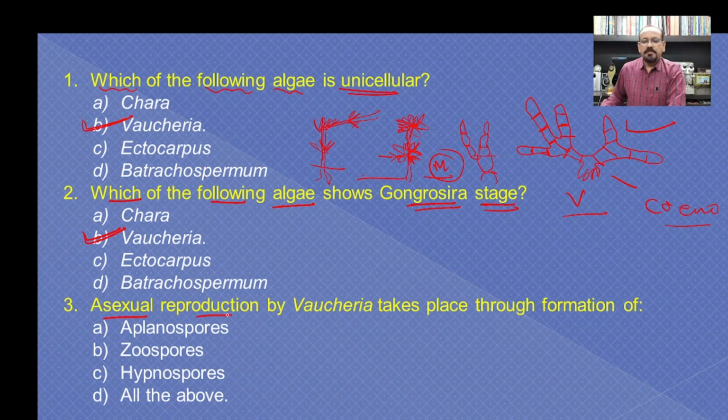Then, asexual reproduction in Vaucheria takes place through the formation of what? In Vaucheria, asexual reproduction occurs by aplanospores, which are without flagella, and zoospores, which are with flagella. Then hypnospores, which are thick walled spores. So all these three different types of spores are formed by Vaucheria, and hence D will be the correct answer for this question.